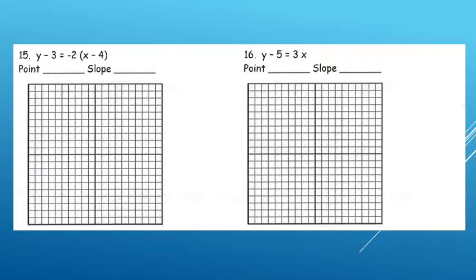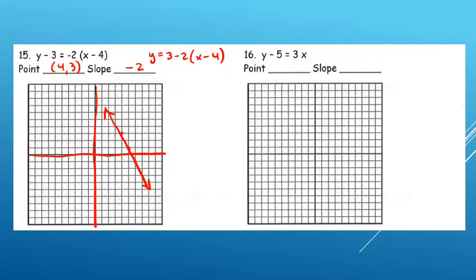For number 15, I need to rewrite my equation as y equals 3 minus 2 times x minus 4. And the point that I'm going to pull out is 4, 3. And my slope is going to be negative 2. So again, looking at my graph here, I have a point at 4, 3, so over 4, up 3. My slope is -2, so down 2, over 1, down 2, over 1. And I'm going to connect those together.